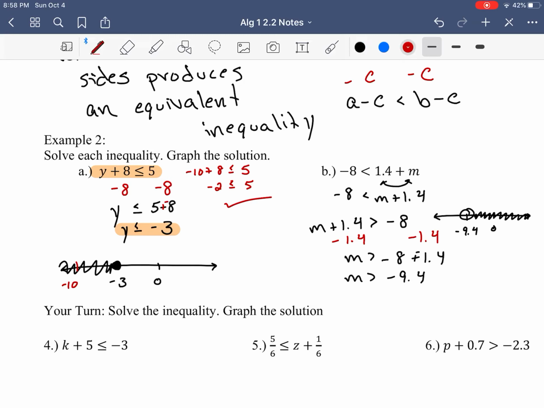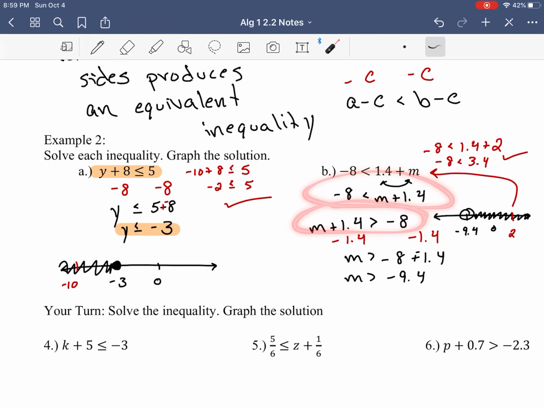Then I'm going to pick a number up here. Let's pick the number 2. And I'm going to put it back into the original equation. Negative 8 is less than 1.4 plus 2. Negative 8 is less than 3.4. Yep, it worked. Always check it in the original equation, just in case somehow when you're flipping, you goofed up. We want to catch that.